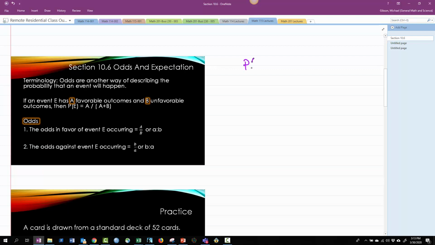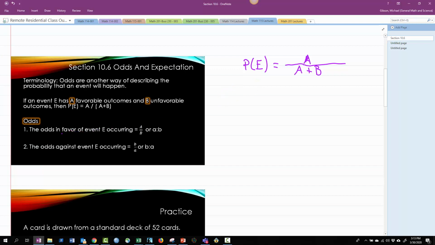The probability of an event is A, remember, which is the number of favorable outcomes. In other words, that's the number of ways for E to happen over the total number, and they're just breaking that up into the number of ways that E can happen plus the number of ways it doesn't happen, right? So this is really the same thing, number of ways E can happen divided by the total number of things that could happen. Now, if you're going to do odds, you quote them two ways.